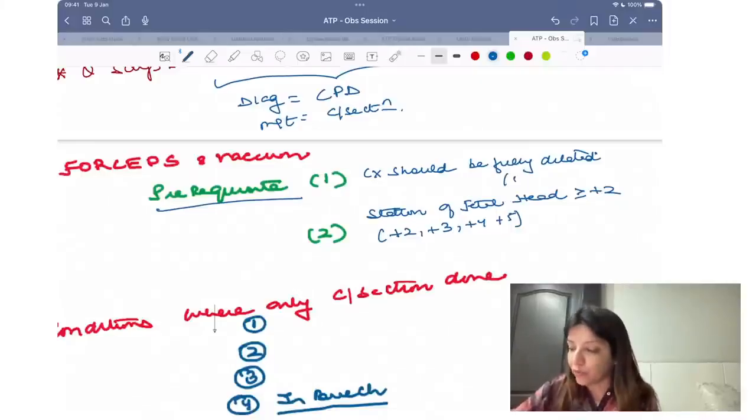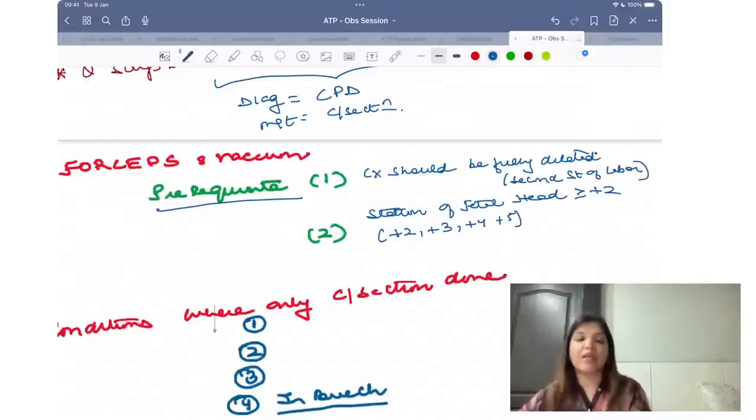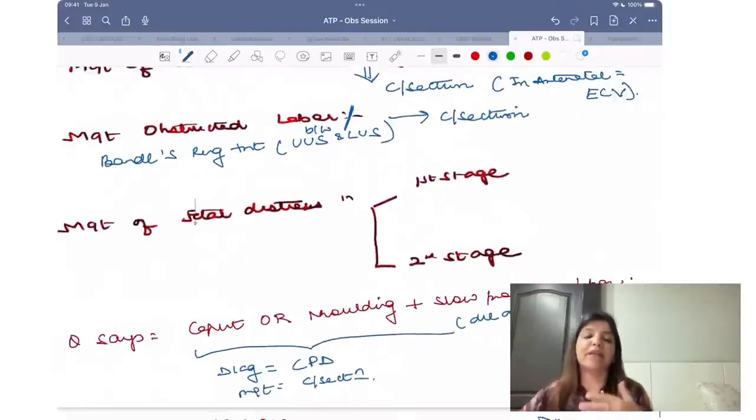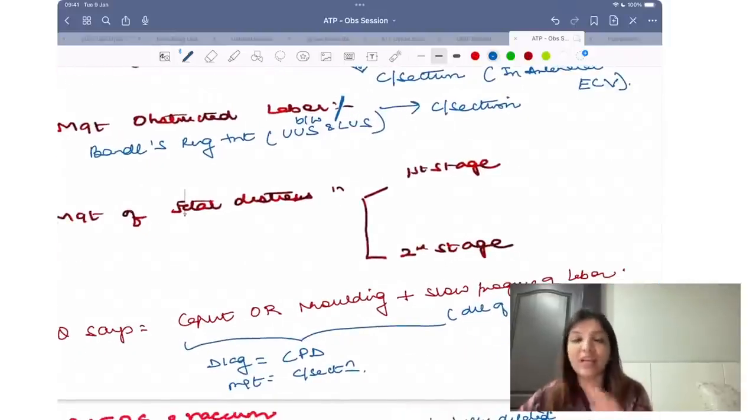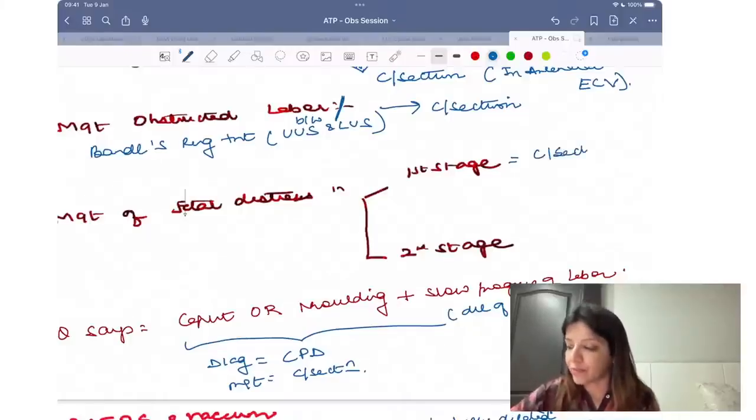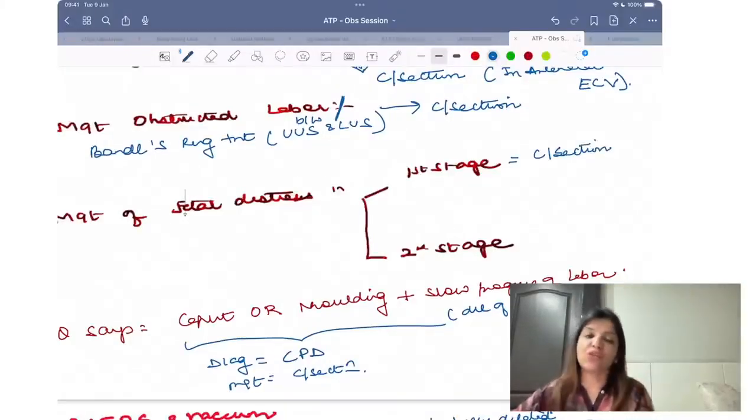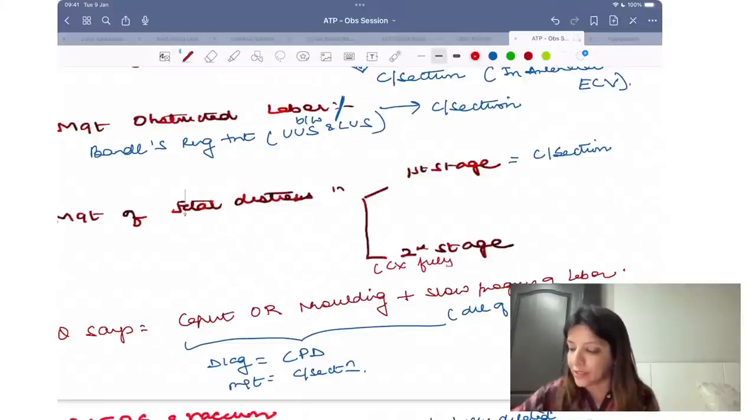And the cervix will be fully dilated in the second stage of labor. This means I can apply forceps and vacuum only during the second stage of labor and not before that, right? That is why whenever fetal distress is happening in the first stage of labor, the only option which I have is cesarean section. But if fetal distress is happening in the second stage of labor, it means the cervix is fully dilated.